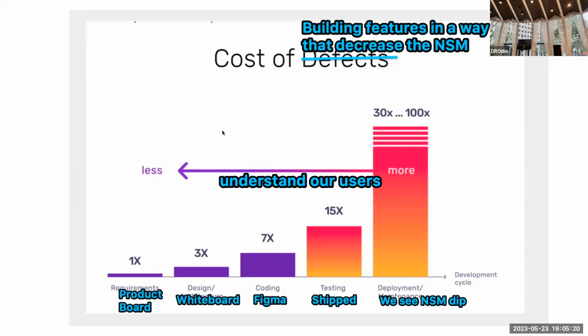And then you get feedback. And this says, we see NSM dip. NSM is our North Star metric. By the way, let's just say it takes a month to do this. By the time you see your North Star metric start to go down, the cost of that failure is like 100 times what it would be if you had just understood, here to the left, that you were building the wrong thing. Or maybe when you're in the whiteboard phase, or maybe when you're in the Figma phase, or definitely before you're actually building it.